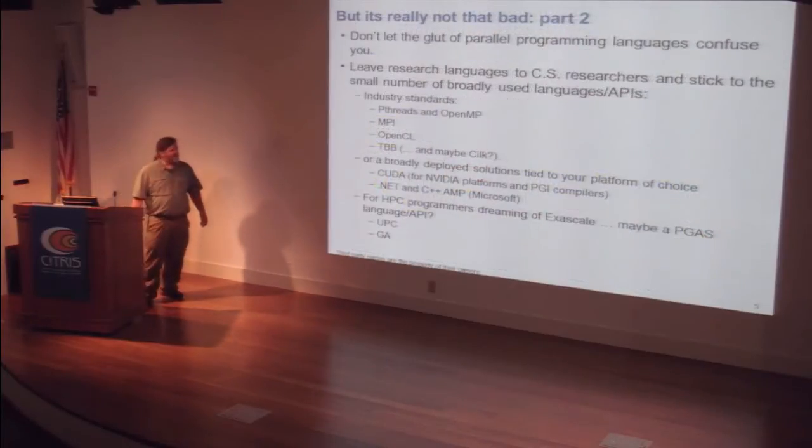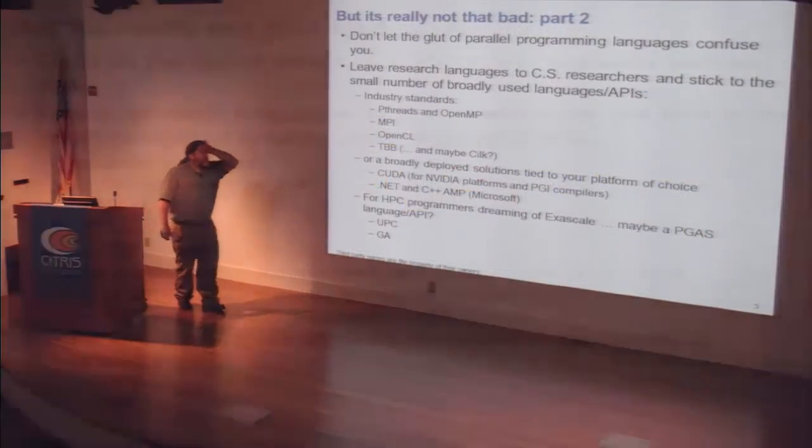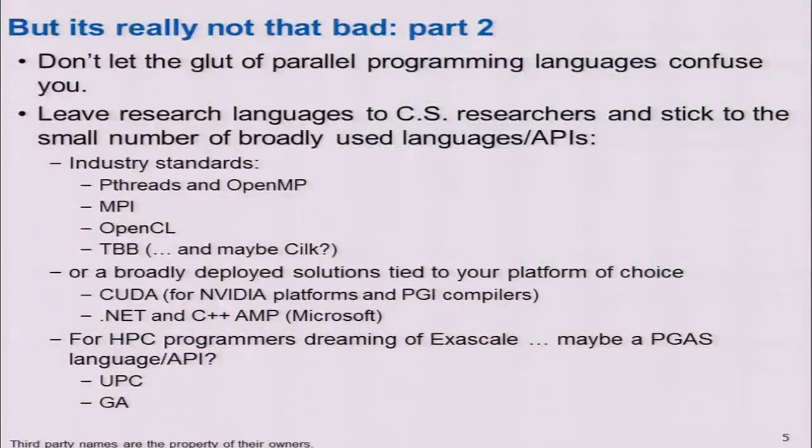It's also not as hard as you think, because if you talk to your buddies in the computer science world, I mean, you know, we create languages. That's what we do. It's fun. But that means that you have a glut of languages and it's really, really scary. And frankly, leave the new languages and new APIs for parallel programming to the researchers. It's valuable for them to work on. We need those new ideas developed.